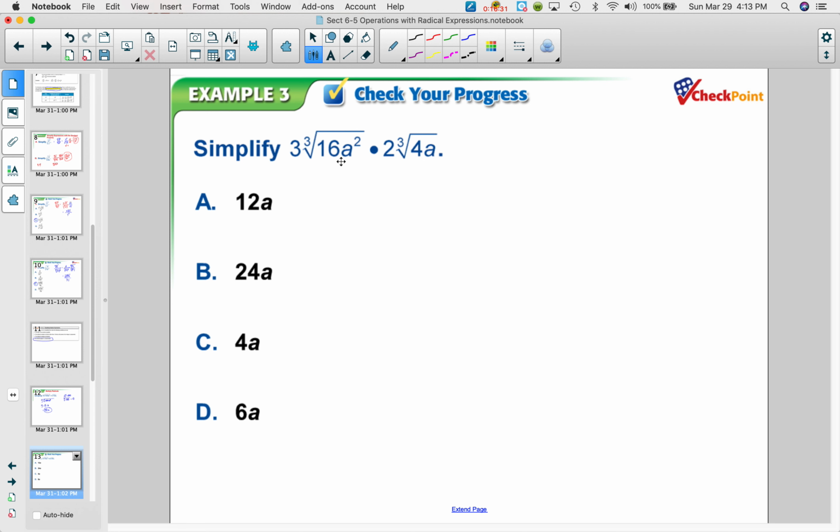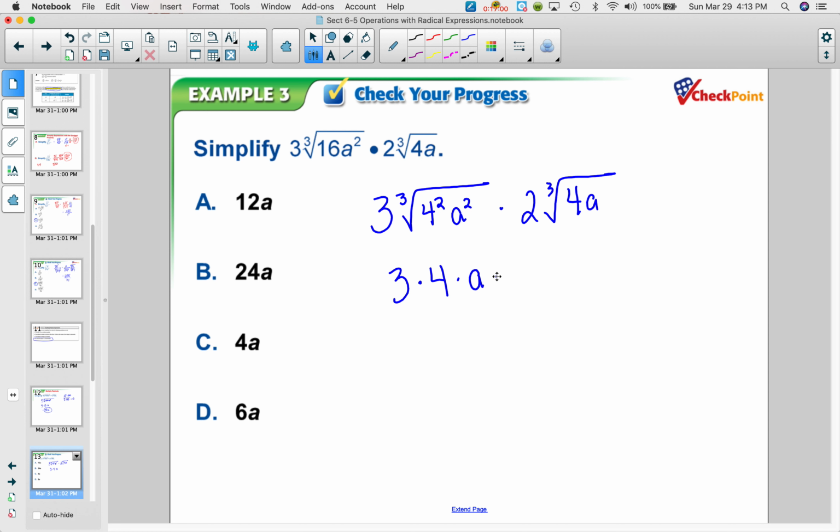Okay, so now you can multiply 16 times 4, or you can recognize this. I'm going to rewrite this just so you can see. 16 is 4 squared. Well, if I have 4 squared times 4, that's 4 cubed, and the cube root of 4 cubed is 4. So I'm going to have a 4. A squared times a is a cubed. The cube root of a cubed is a. And then I can't forget that 2. So I multiply all the number parts together and I get 24a. So our answer is B. Okay, so you can multiply 16 times 4 and take the cube root. That's okay as well.